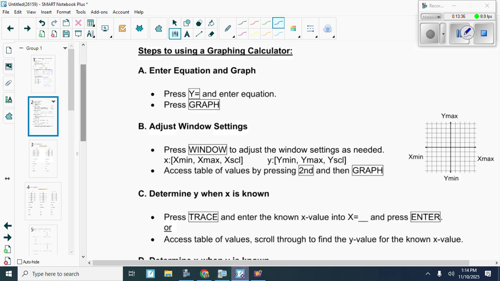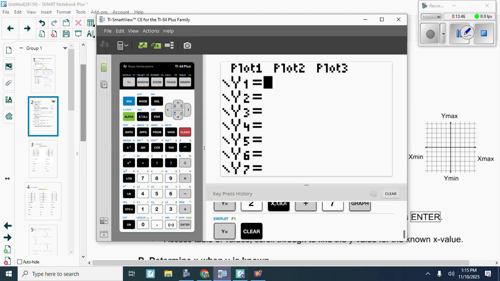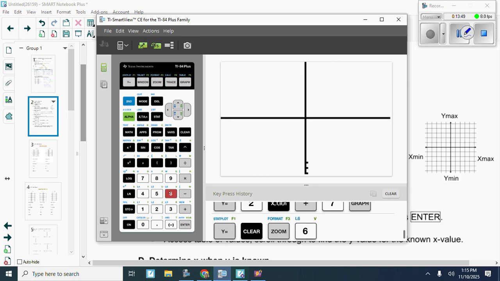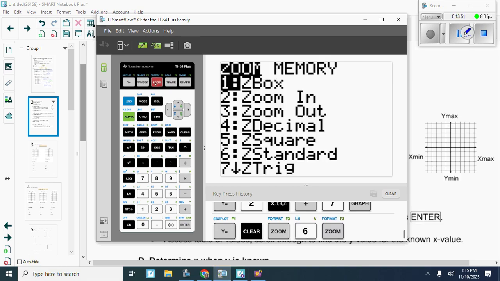Now, guys, if you have previously done something and your graph looks a little wonky, or maybe you're doing homework, we have to change the window settings. If you ever need to get back to your normal window settings, don't forget you can do Zoom 6. Zoom 6 says Z standard. Zoom 6 will always get you to your -10 to +10, -10 to +10. If you don't see anything on your graph, you have to check your window, and sometimes you just need to reset it. Zoom 6 is really handy for that.